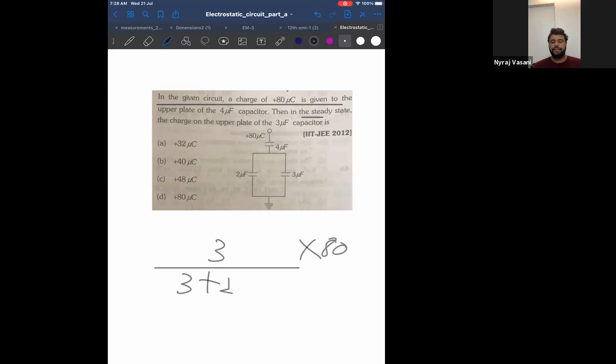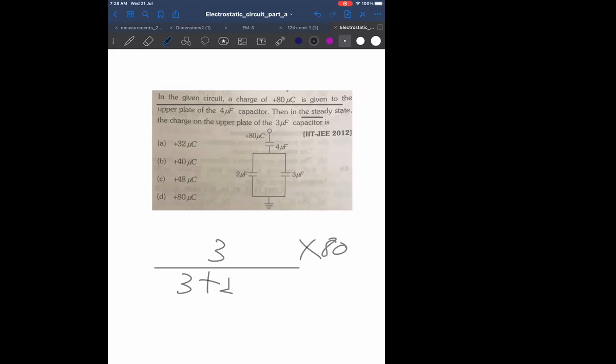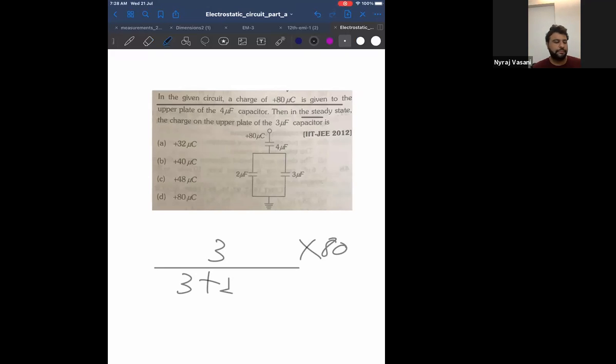Now tell me what should be the answer. Solve and tell me. C option. A or C? C.